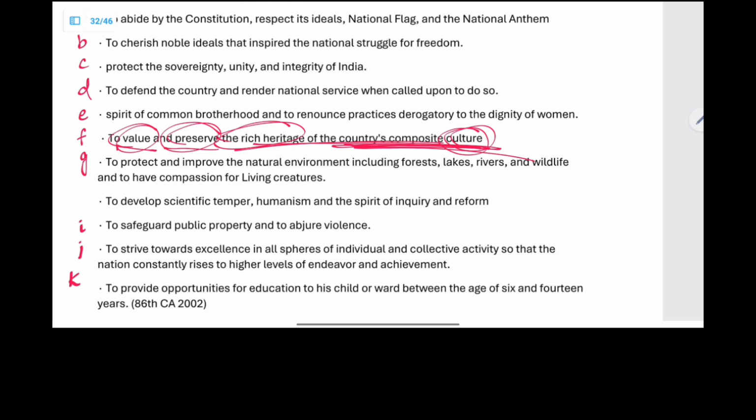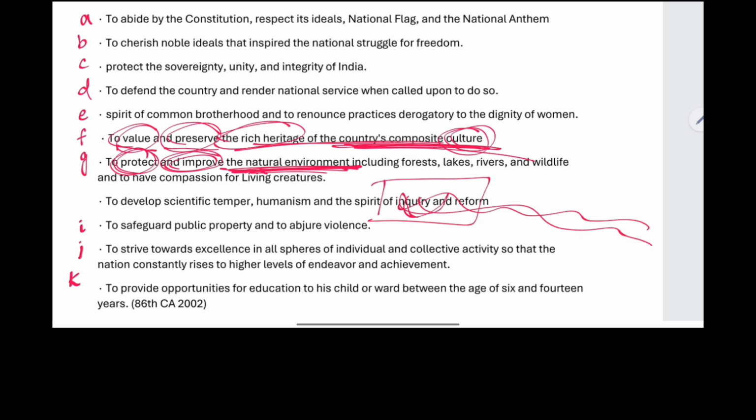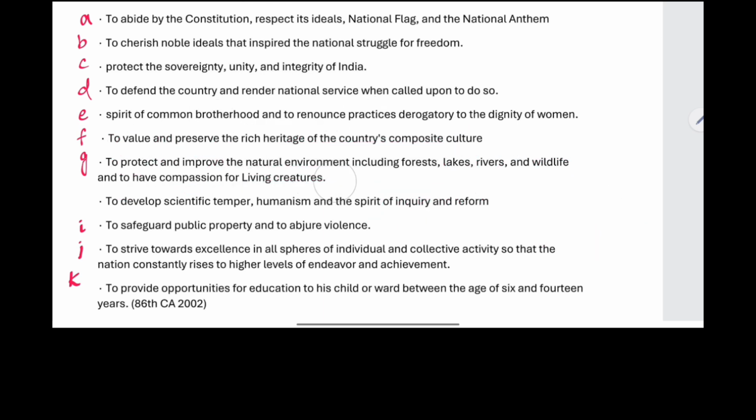After the culture, natural environment. To protect and improve the natural environment: a forest is having a lake, then it becomes a river. Wildlife will come towards it for drinking water. Forest, lake, river, wildlife, and to have compassion for the living creatures. Then we are going for compassion to living creatures, right?